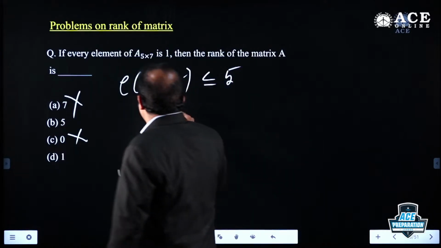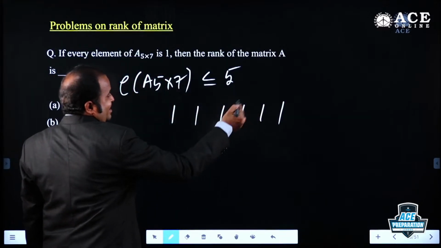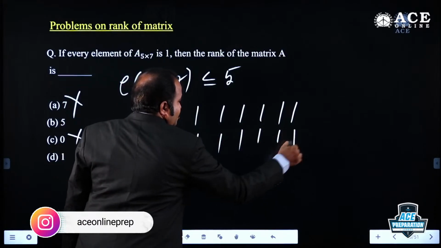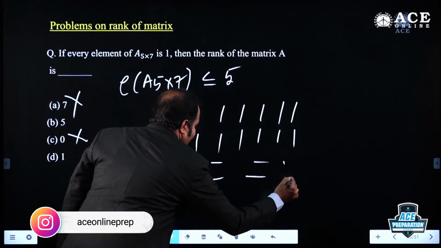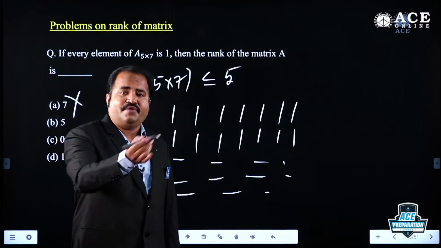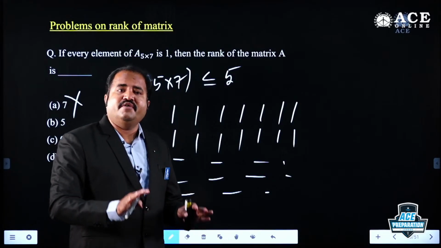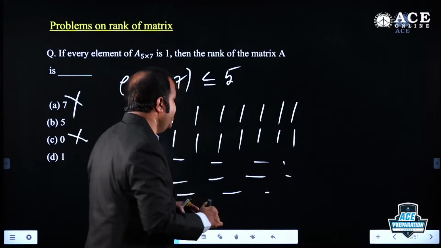So what is the 5 by 7 matrix? Like 1, 1, 1, 1, 1, 1, with 5 rows and 7 columns. If we apply the operations R2 minus R1, R3 minus R1, R4 minus R1, R5 minus R1, then except the first row, every row is going to be 0, right? So the rank of the matrix is going to be 1 only.